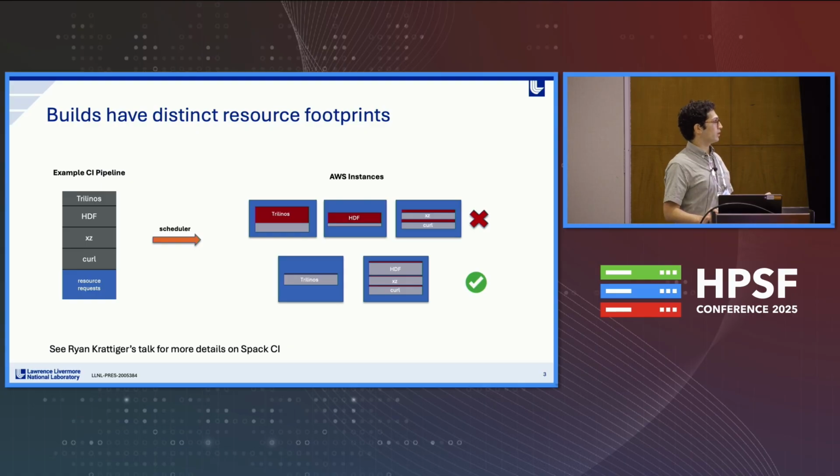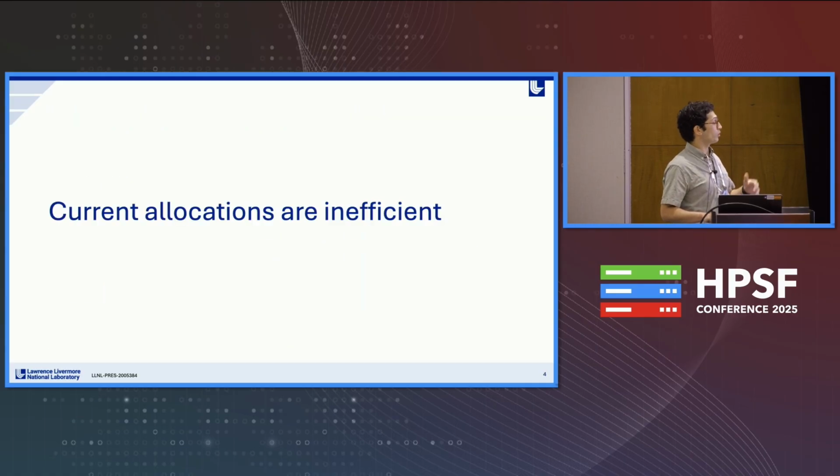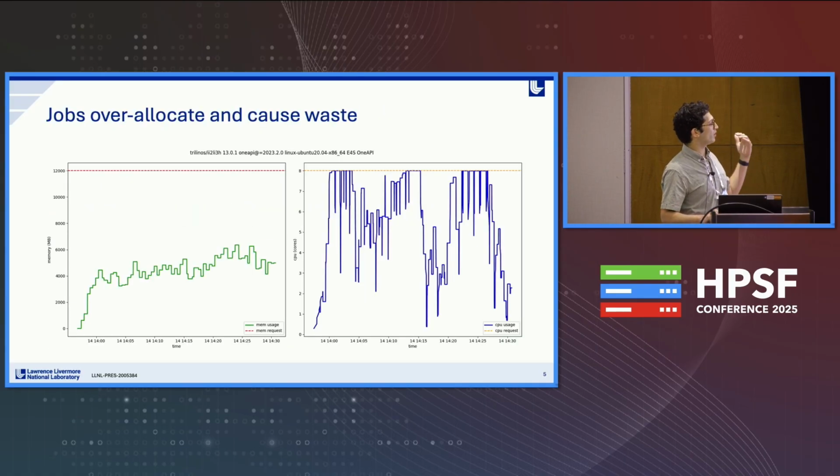Unfortunately, what we see a lot of the time is bad allocations. So, for example, a Trilinos build might ask for way too much and end up wasting a good amount of that. Same for HDF5 or any of these other packages. So that's what we're seeing and what we actually want in reality. Current allocations are quite inefficient. If you have an over-allocation, like this example with Trilinos, it asked for 12 gigs of RAM, and it used just under half that for the entire lifetime of its build.